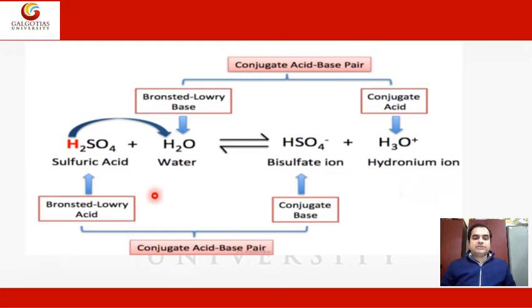Now, let us discuss another example: H2SO4 plus H2O gives the HSO4- ion plus the H3O+ ion. Here H2O is the Bronsted-Lowry base, as it accepts H+ ions and produces the H3O+ ion, which is called the conjugate acid of H2O. Similarly, sulfuric acid, H2SO4, is the Bronsted-Lowry acid, and when it donates the H+ ion to H2O, it produces the HSO4- species, which is the conjugate base of H2SO4.